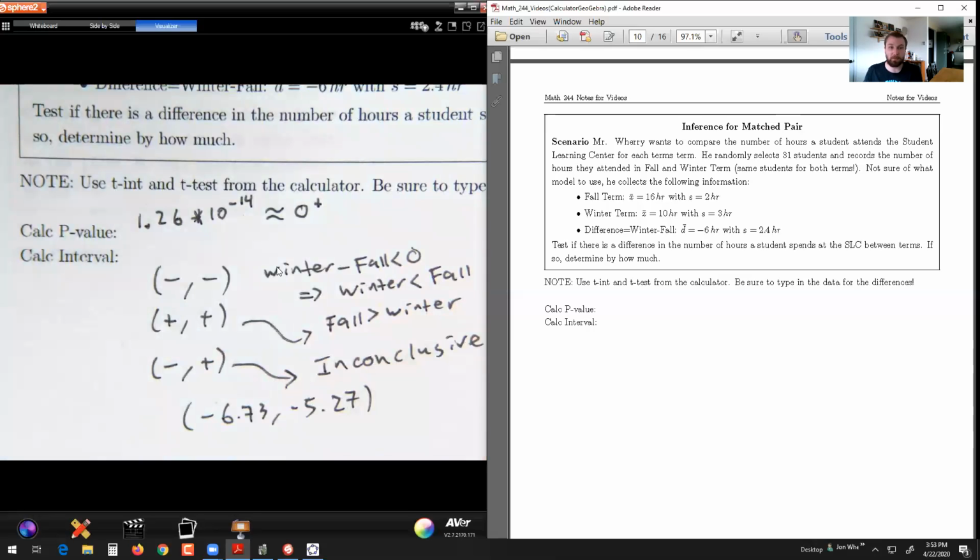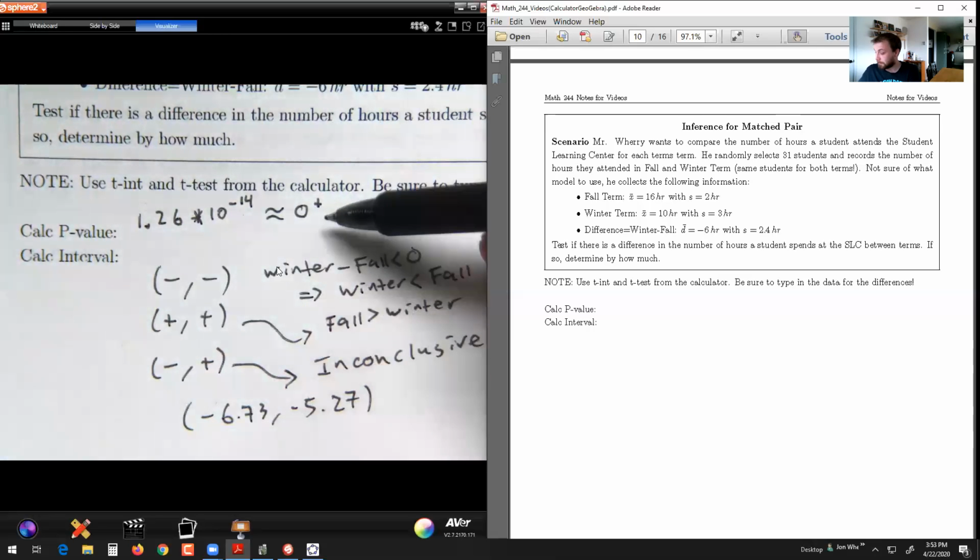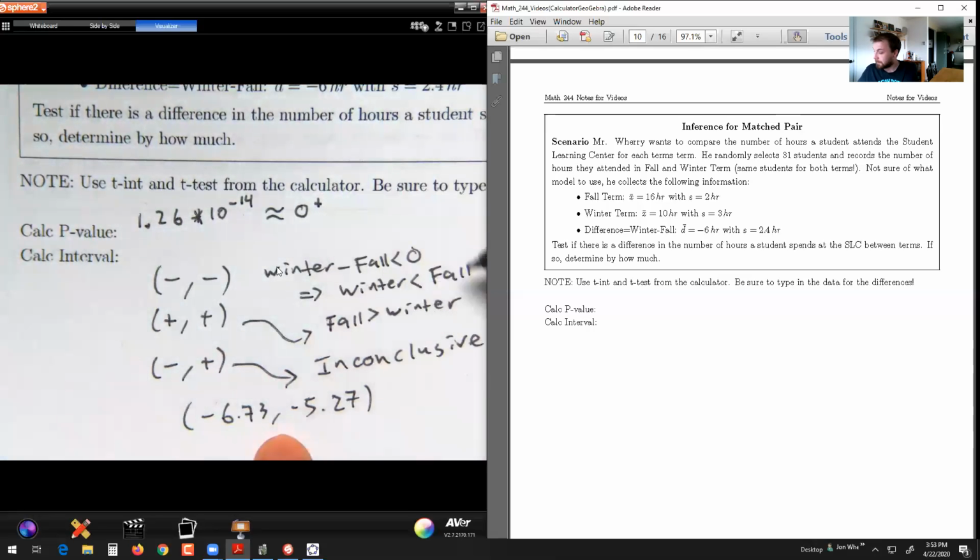Negative negative is telling me that I have evidence of a difference. More specifically, I have evidence that students spend more time in the learning center in fall than they do in winter. How much more? Well, anywhere from 5.27 up to 6.73 hours more.